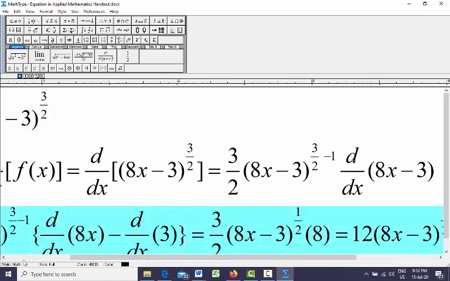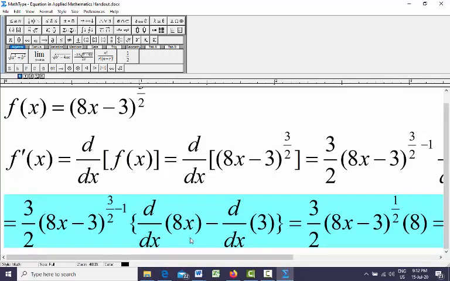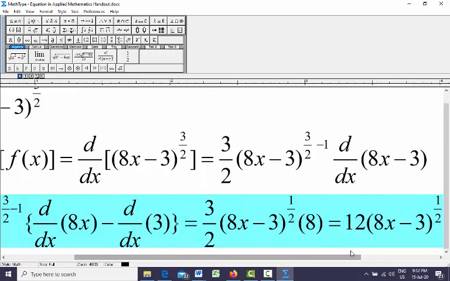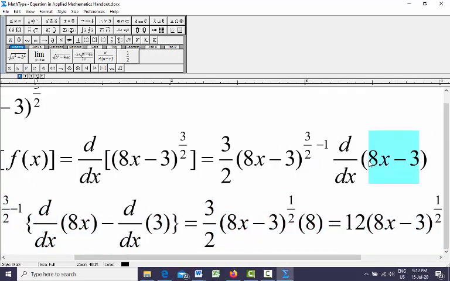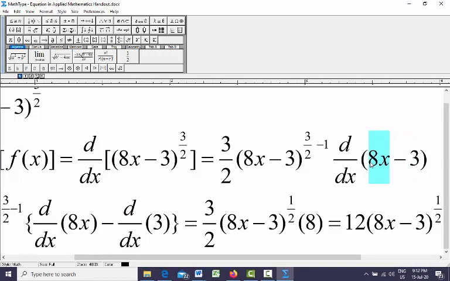So as you can see here, we have this one, and inside we have 8x minus 3. If you do differentiation of the inside material, we get 8. So if you do differentiation of 8x minus 3, first you need to do differentiation of 8x. If you do differentiation of 8x, you get 8 only.